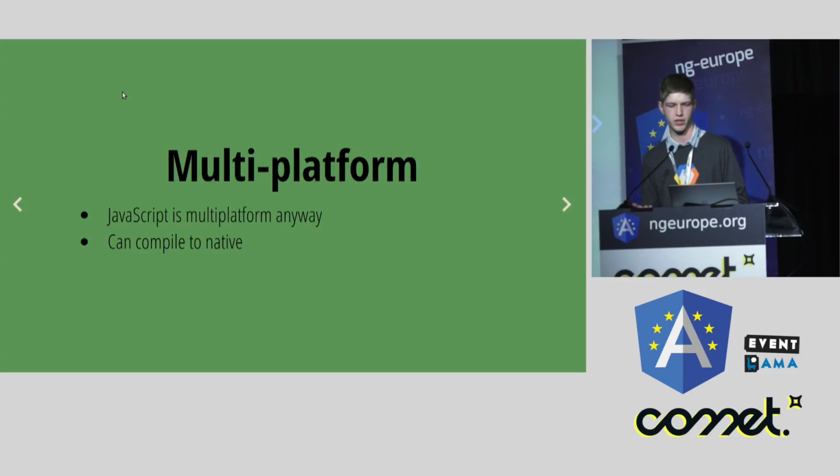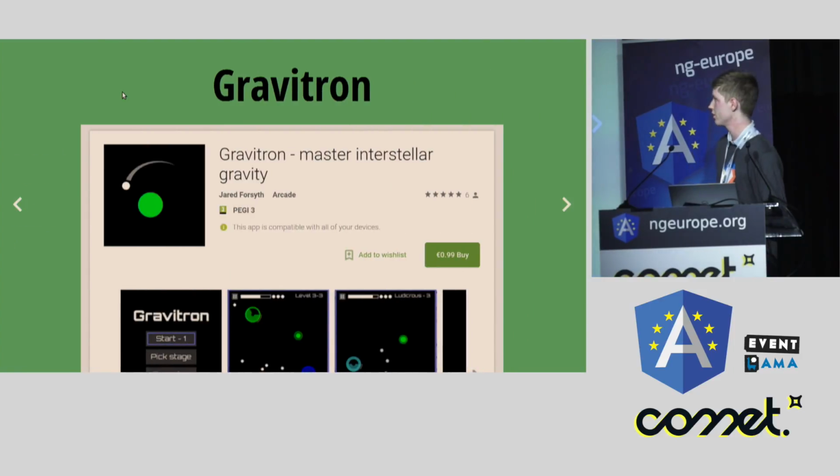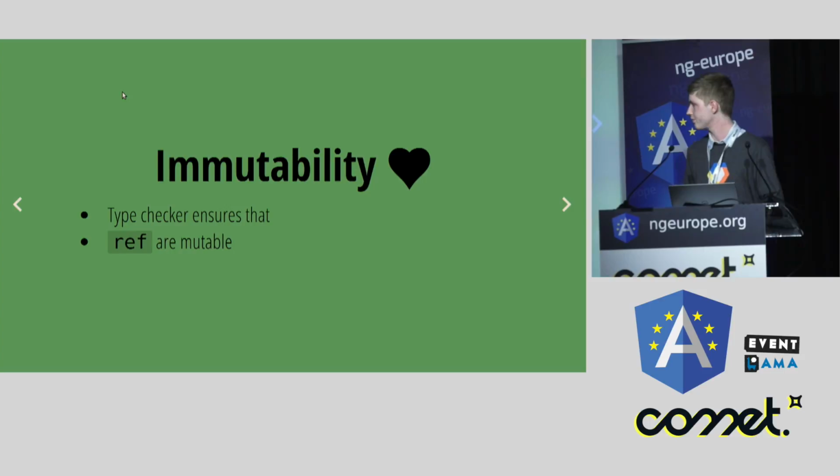Reason is also what I call multi-platform, because JavaScript is multi-platform anyway. But since we can get to OCaml, it can emit native code. That means that with the same code, you can emit JavaScript as well as native code. In some cases, so this is a game written in ReasonML. It's open source, you can check it out. It does target the web, so you can play it on the web. It does target Android, so you can play it natively on Android. And this is pretty cool because on Android, you don't need to use Cordova and get an engine to be able to run JavaScript on the mobile. It's just native code. This is pretty cool.